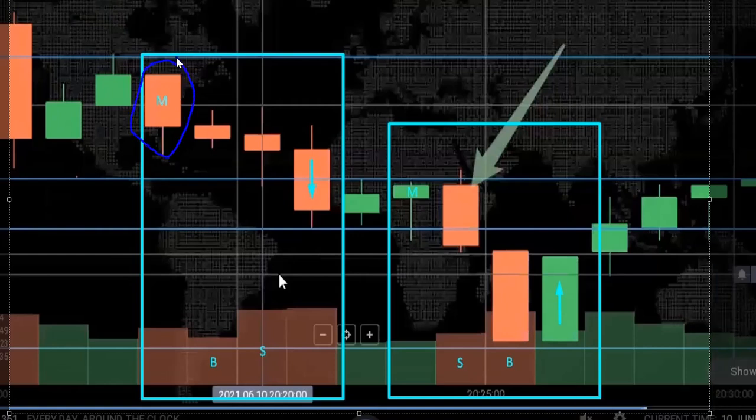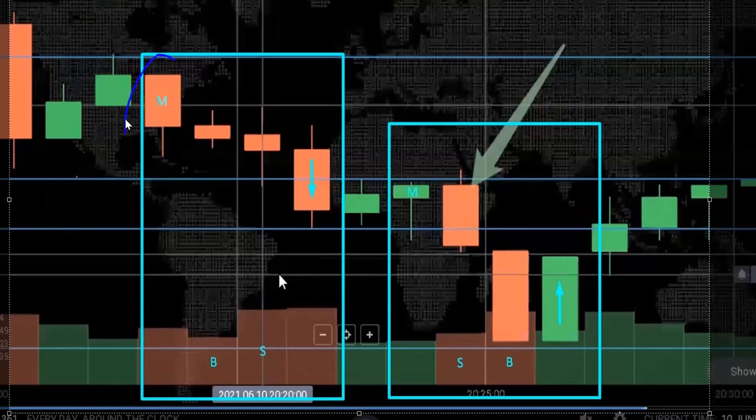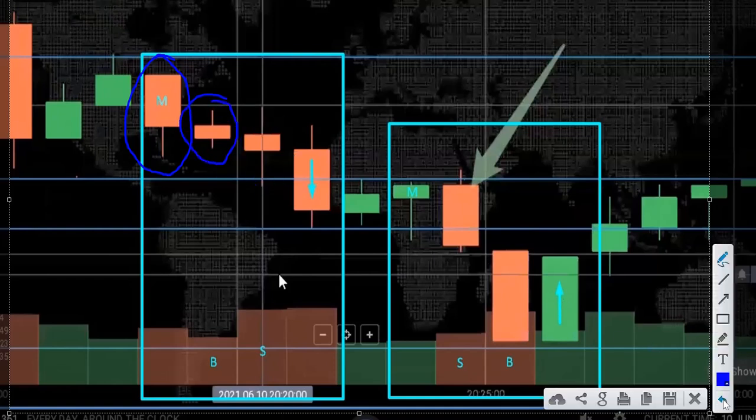This is a one-sided entry Marubozu, right? When you see a Marubozu candle, you always have to wait for the second candle and the third candle. Okay, here is the first scenario.